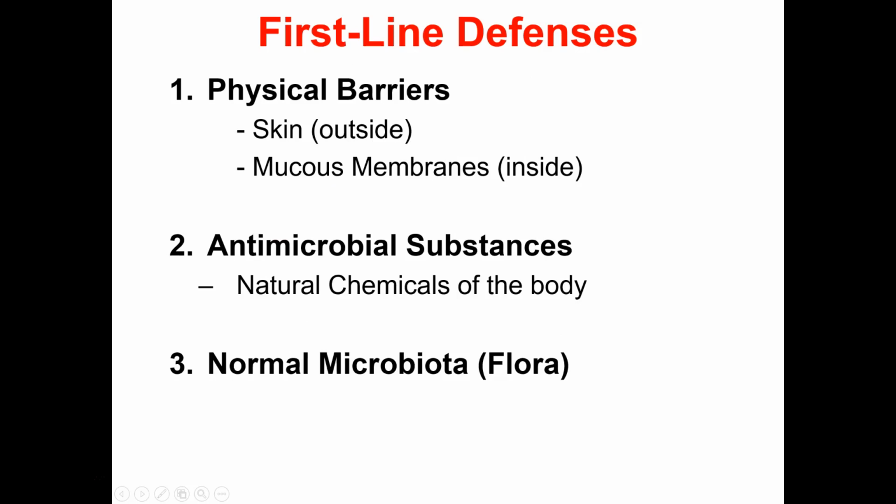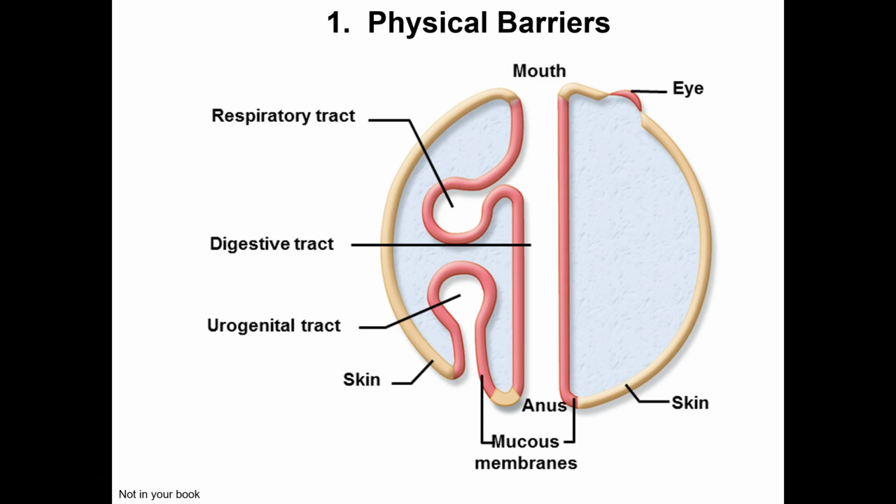Okay, so looking at your first line of defense, keep it simple. You've got your physical barriers, we've got our own special brand of antimicrobial substances, and even our microbiome, our normal microbiota, is a part of our immune system. So looking at those physical barriers, I love this diagram. It's from another text. It's an oversimplification of the human body, showing that we are nothing but watertight, sealed up meat bags. There are no gaps.